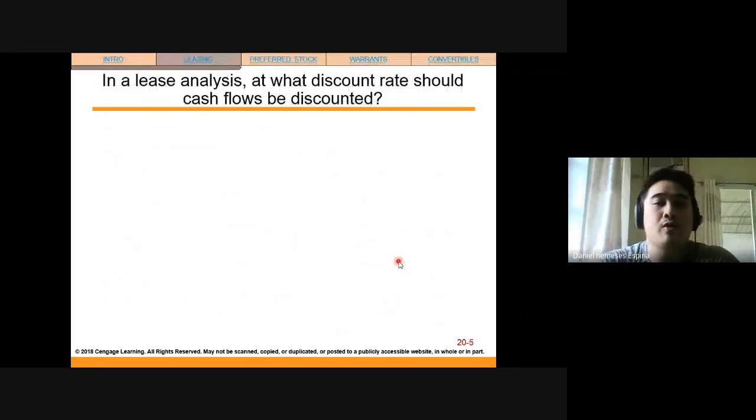In lease analysis, at what discount rate should cash flows be discounted? In analyzing these transactions, lease and borrowing, we will only consider the after-tax expense and the after-tax rate as the relevant amounts.